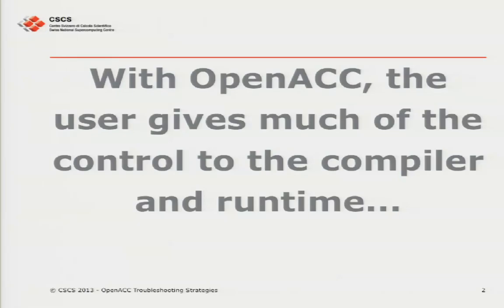So with OpenACC, we're giving a lot of control to both the compiler and the runtime. And the user is giving up a lot of this control. And so there are a number of issues that can happen. And the key is to understand basically where it's happening by gathering in as much information as possible from the compiler and the runtime.